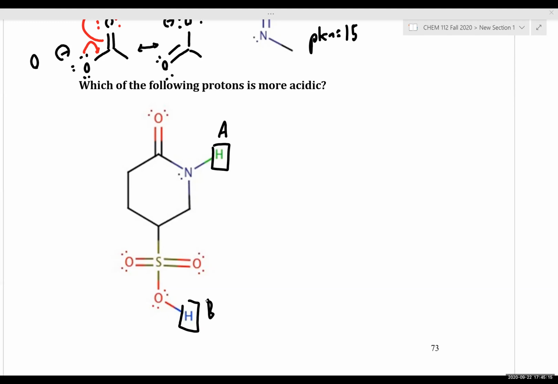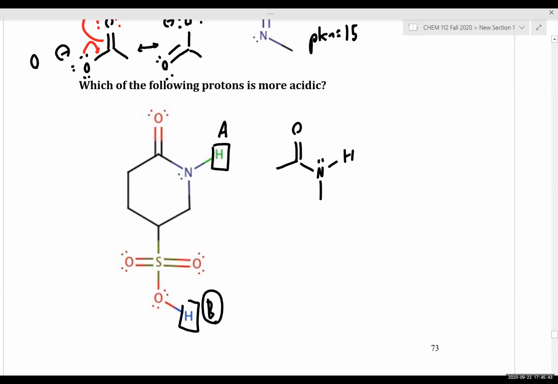The more responses we have, the more I can provide directed feedback to address your question. Okay, so we have a tentative assignment that proton B is more acidic. Well, let's look. So for proton A, we have your typical amide structure.